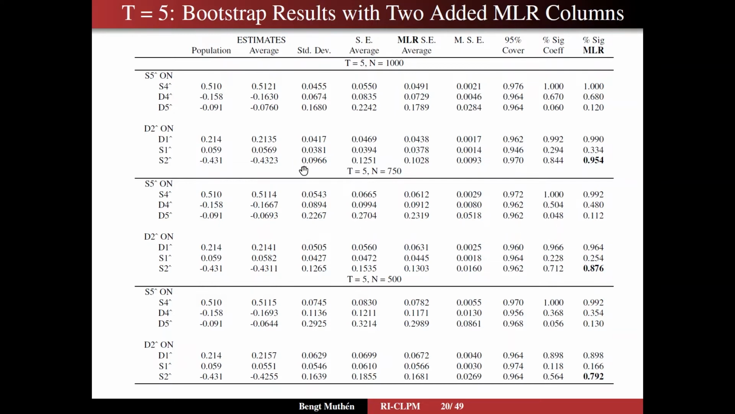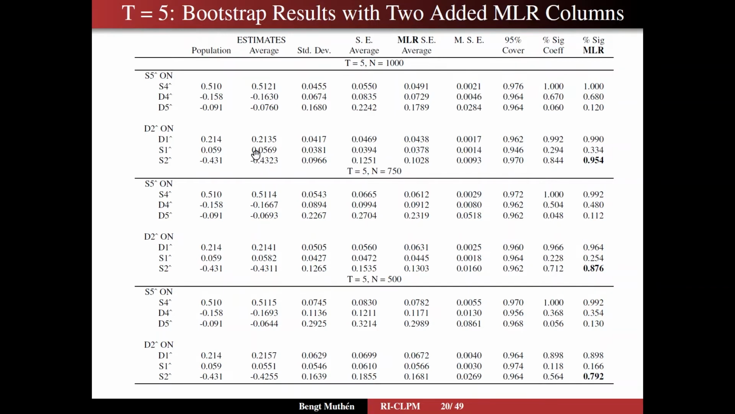And you compare that then to the average of the standard errors by Bayes and by MLR. So here I have sprinkled in an MLR column. You don't get that automatically in Mplus. So this column is bootstrapped and this column is MLR. The previous columns, average and standard deviation, are the same for bootstrap and MLR, because bootstrap parameter estimates are the same for MLR and ML.